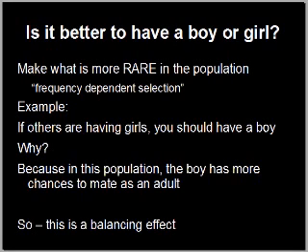So here's an example. All your neighbors and community are having girls. What should you have? Well, you should have a boy. Why? Because in this particular population, that boy will have more chances to mate as an adult than if you had a girl, because everybody else is having girls. So the boy will be more rare and will have more chances to mate. You can see how this could be a kind of balancing effect. If you get too much in one direction, this effect would bring it back towards the other direction.